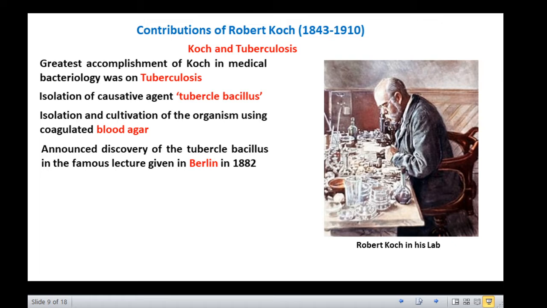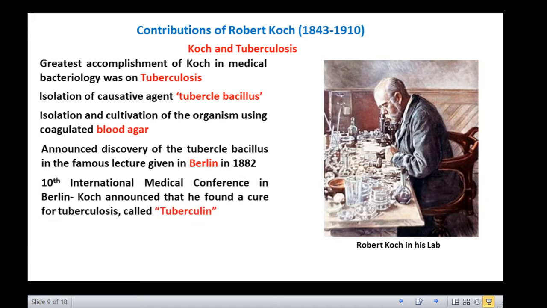Students, let me tell you that there was a fierce rivalry between France, led by Louis Pasteur, and Germany, led by Robert Koch, to prove their supremacy in the field of science. Hence, at the 10th International Medical Conference in Berlin, Koch felt forced to announce good news that he had found a cure for tuberculosis called tuberculin.